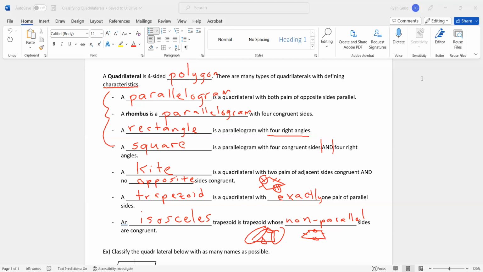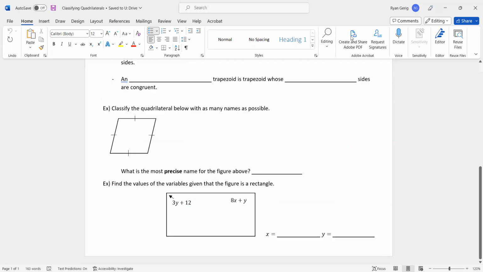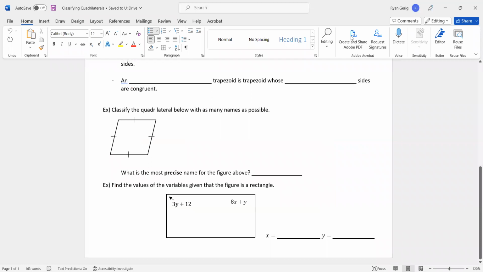All right. So I'm going to go ahead and get rid of all that and move down. Classify the quadrilateral below with as many names as possible. So I'm going to look for defining characteristics of this. As I'm looking at this, I see four congruent sides. That's what those things mean. What is a quadrilateral with four congruent sides? Okay, so that would be a rhombus.